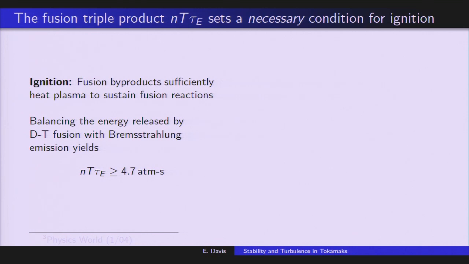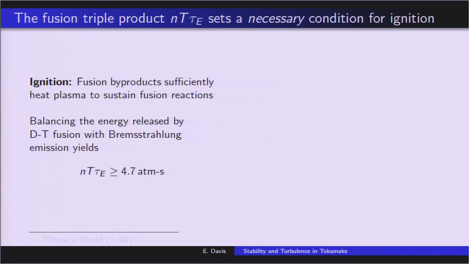And the limit that was derived long ago is just you balance the energy released via the DT fusion with Bremsstrahlung emission, which is just emission from the accelerating electrons in your plasma, and you get this limit, a minimum bound of 4.7 atmosphere seconds. And what that means is, let's say you have a plasma up to a pressure of 4.7 atmospheres, you'd have to have an energy confinement time on the order of a second.